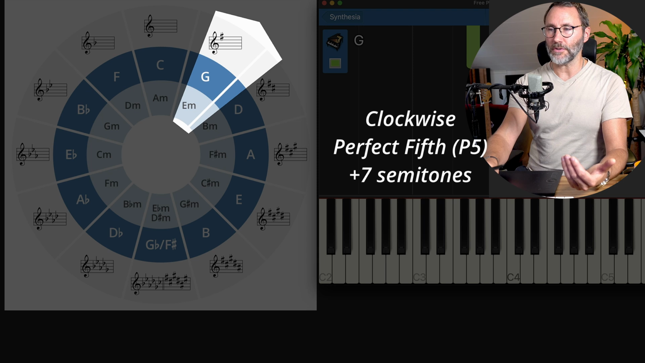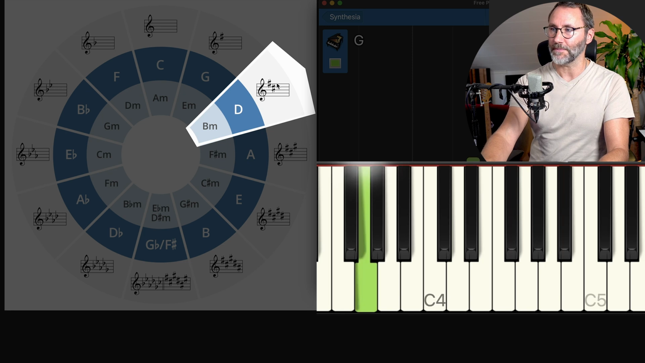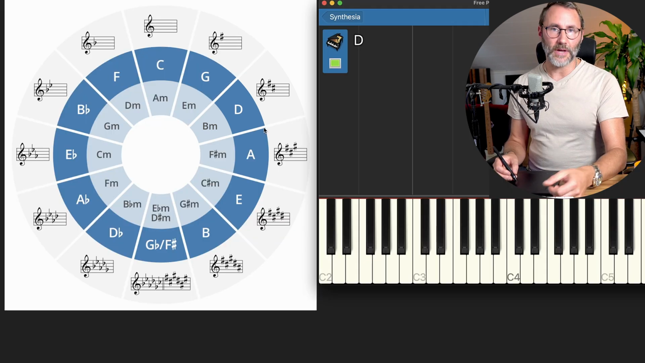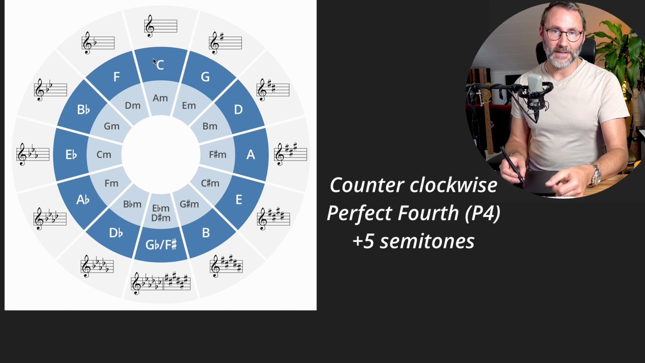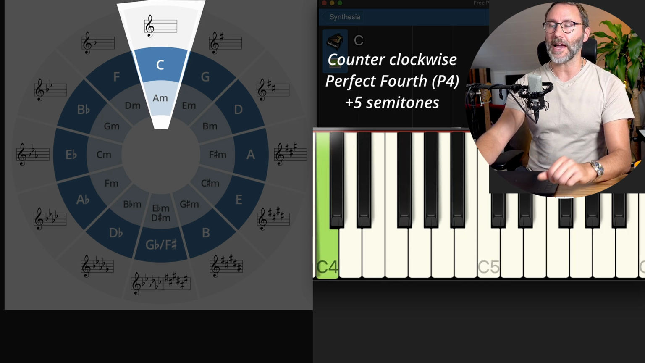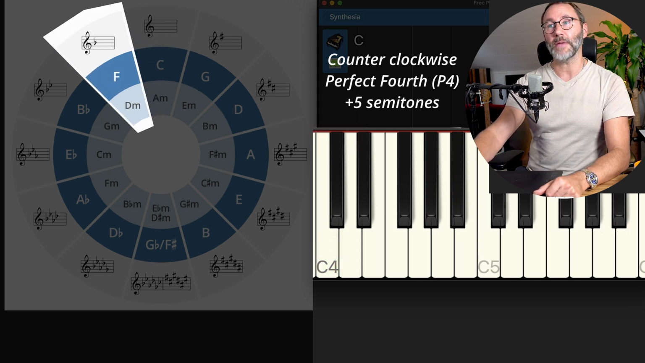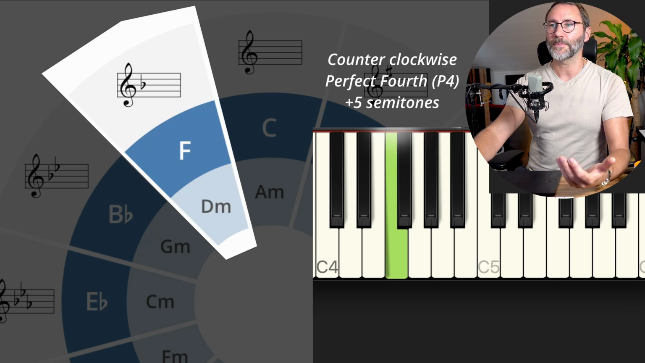If we continue on the circle of fifths, we get to D major with two sharps. So from G to D, which has two sharps. And so on, we add another sharp with each step on the circle of fifths. Going the opposite direction, counterclockwise, the keys are a perfect fourth apart. So if we begin at the top again, at C major, without any sharps or flats, and we move counterclockwise one step, we go to F major, which has one flat, which is the B flat note.